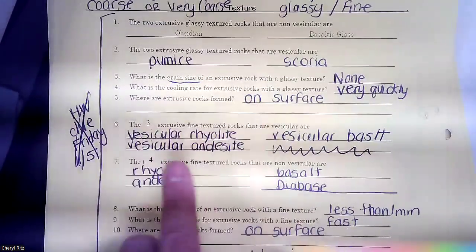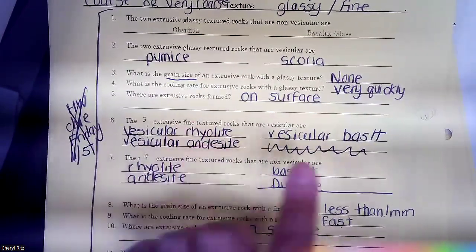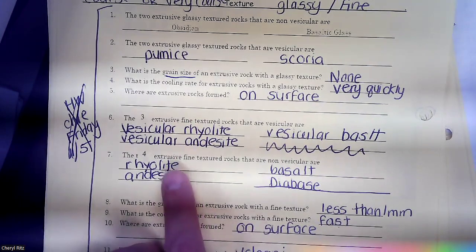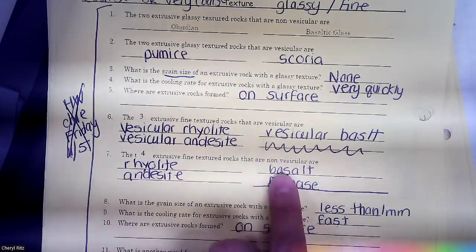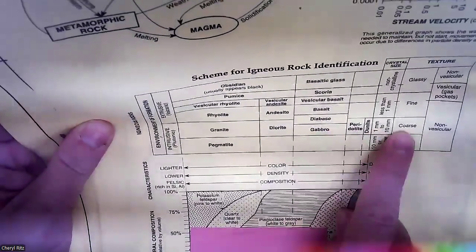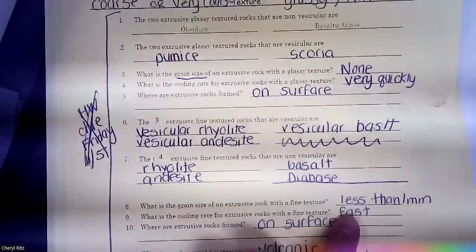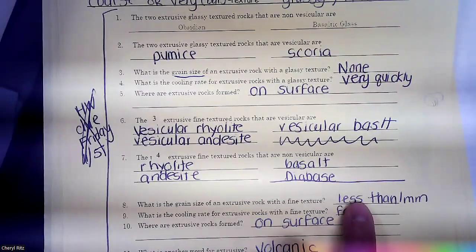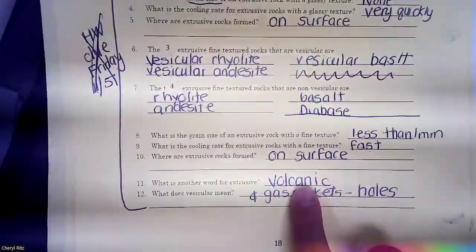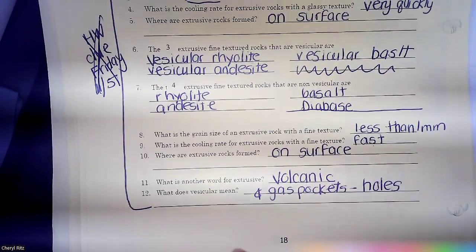They cool on the surface. The three extrusive, fine textured that are vesicular are rhyolite, andesite, and basalt. For this one, the four that are non-vesicular fine are rhyolite, andesite, basalt, and diabase. Diabase is that weird one. Diabase can sometimes be coarse and sometimes be fine, so I did include it in the fine list. If they have fine texture, they have crystals that are less than 1 millimeter. Again, they cool fast on the surface. Another word is volcanic, and they have gas pockets, which are basically just holes.